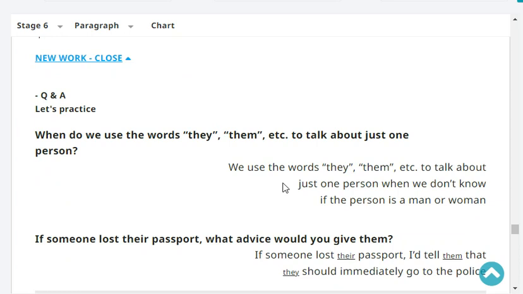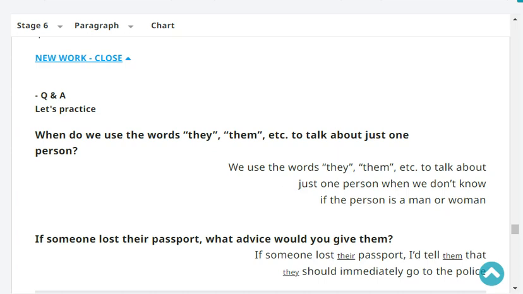When do we use the words they, them, etc. to talk about just one person? We use the words they, them, etc. to talk about just one person when we don't know if the person is a man or a woman.